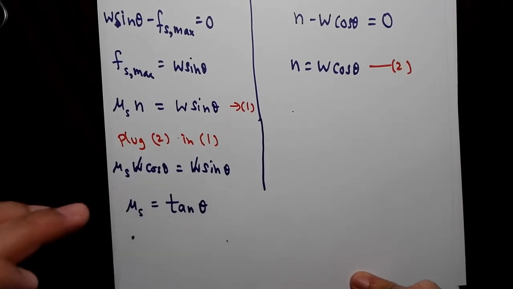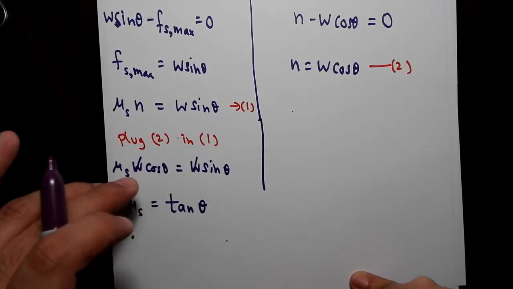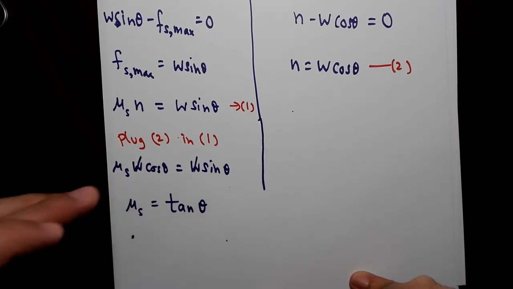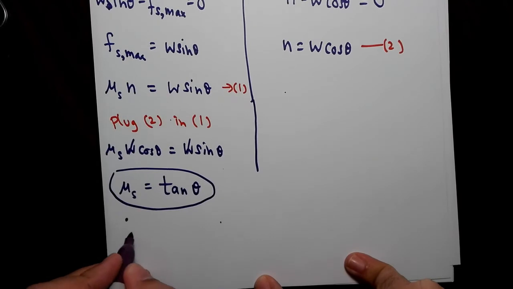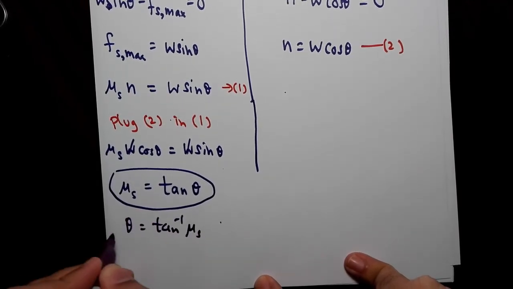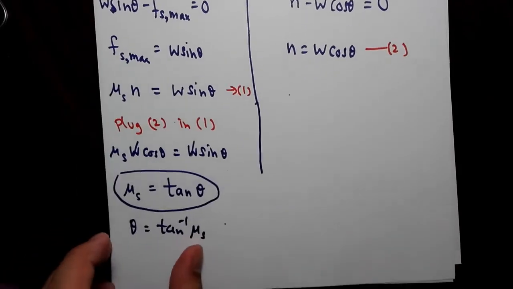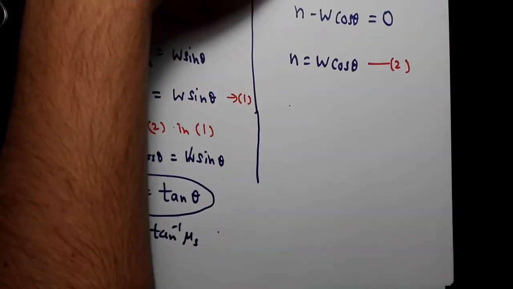In this case, this guy was a Lego fireman. No matter if it's a car or a truck, it's independent of the mass of the object, which is very interesting, right? So that's your angle. You can also write this as theta equals tangent inverse. Okay, same thing. So this was it for this problem.